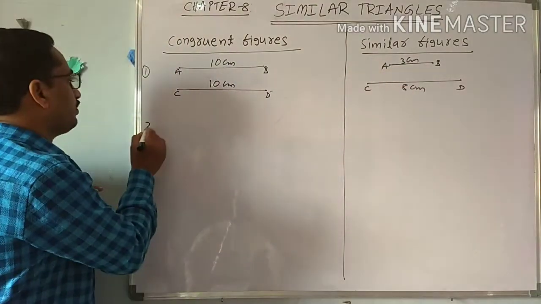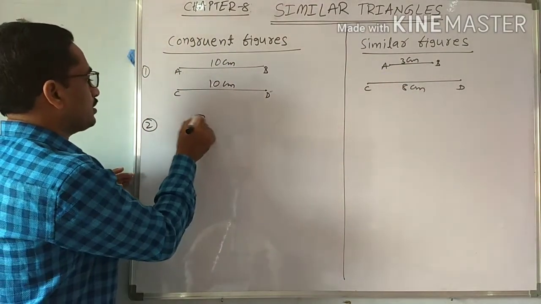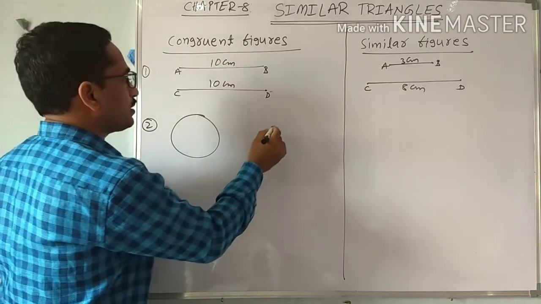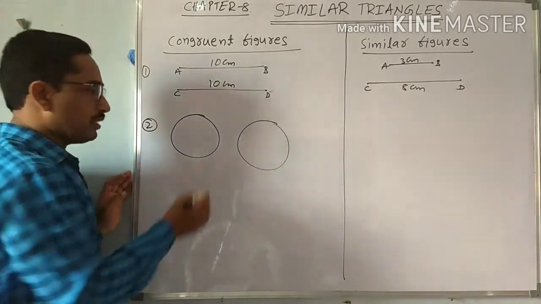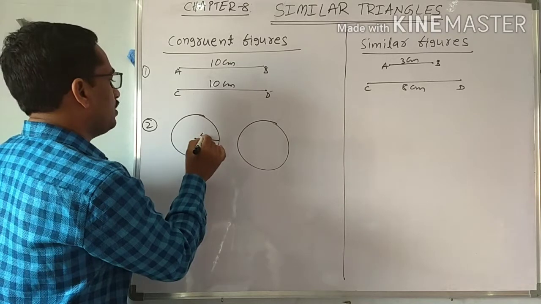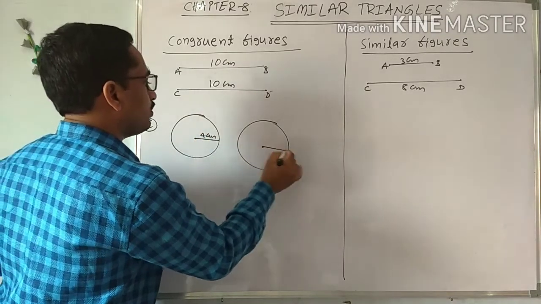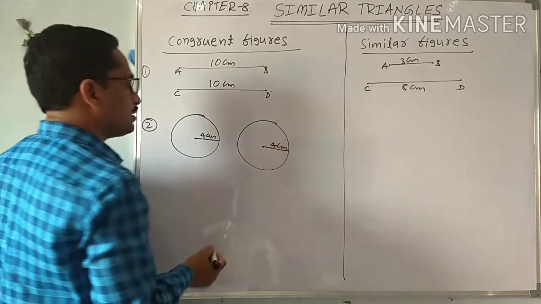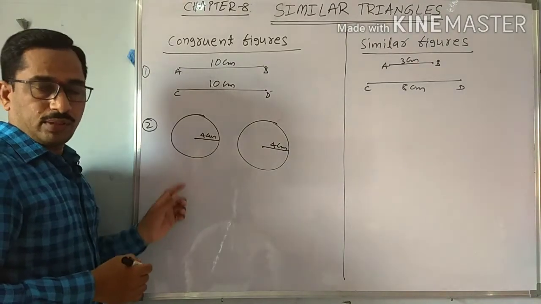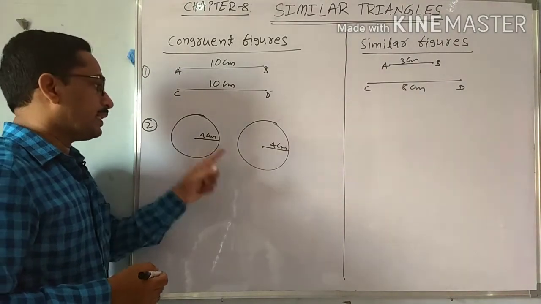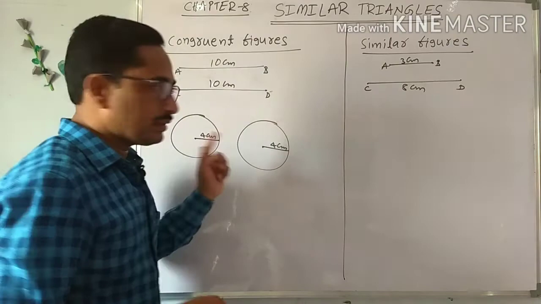Now the second type of example: the circles. Observe both circles have the same radius, 4 centimeters and 4 centimeters. These two circles are congruent because their appearance is the same: same shape, same size. So these are congruent circles.